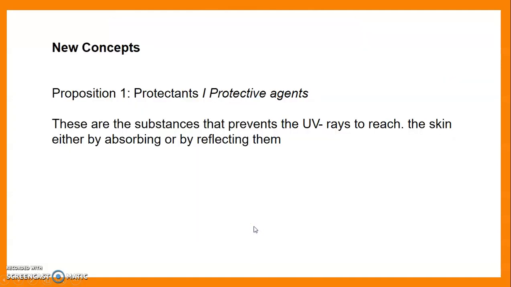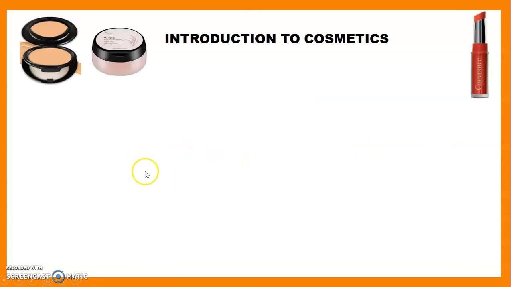Then some new concepts. What are protective agents? Protective agents are the substances that prevent the UV rays from reaching the skin, either by absorbing or by reflecting them. Then we move towards the theory or introduction to the cosmetics.